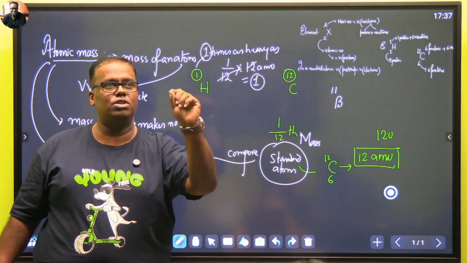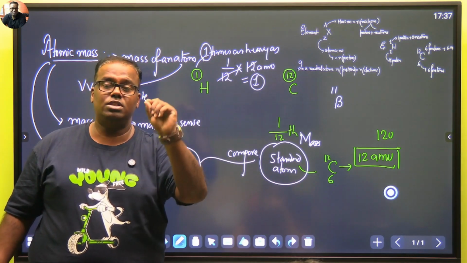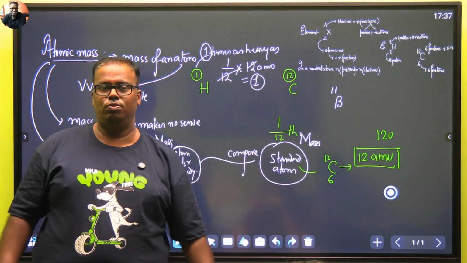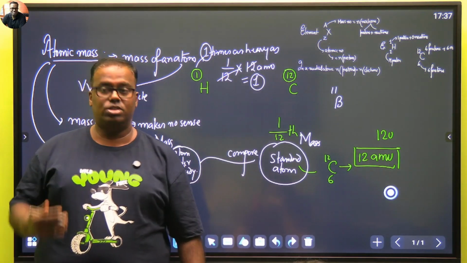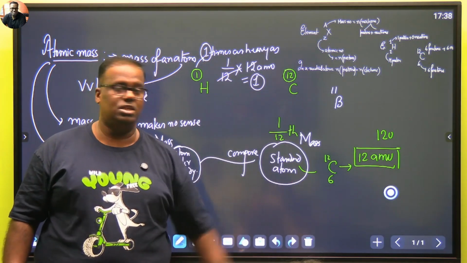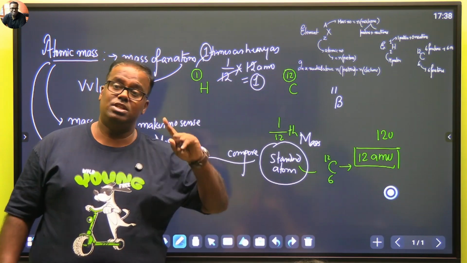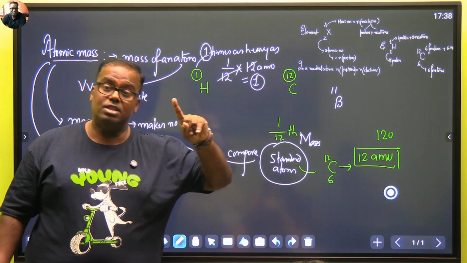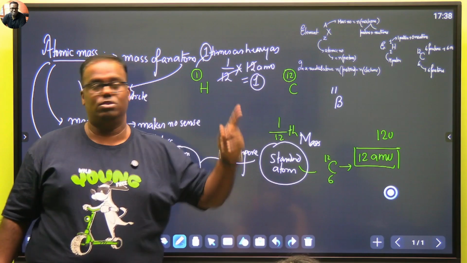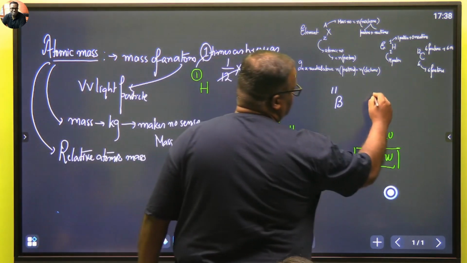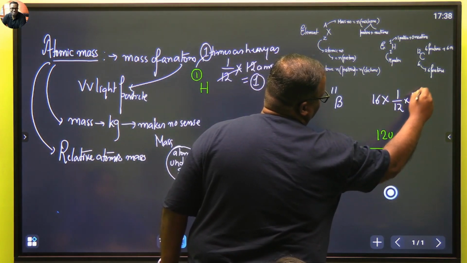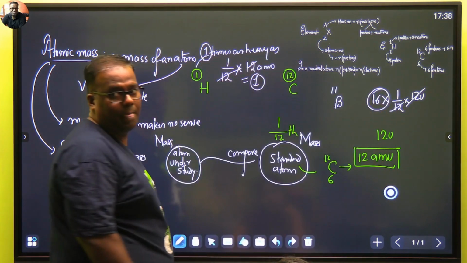The relative atomic mass of an atom tells us what is the mass of the atom as compared to 1/12 the mass of carbon 12. So if we take something like, say, oxygen. Now oxygen is how much? Oxygen is 16, right? The atomic mass is 16. Mass number is 16. It means one atom of oxygen is 16 times as heavy as 1/12 of carbon 12. That's where you get the value 16.